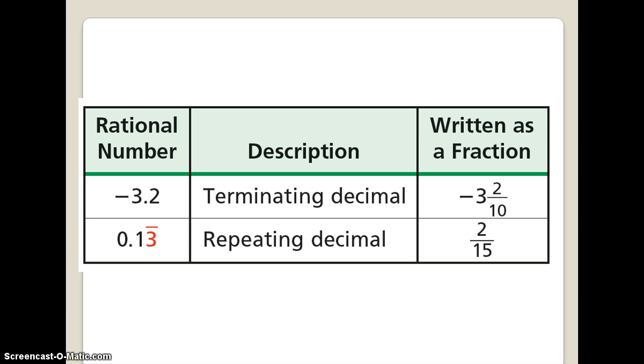Just an example box of a rational number and its fraction form. Negative 3.2 would be a terminating decimal because it ends, and that would be negative 3 2/10 as a fraction. The rational number 0.13 repeating is also rational and can be written as 2/15.